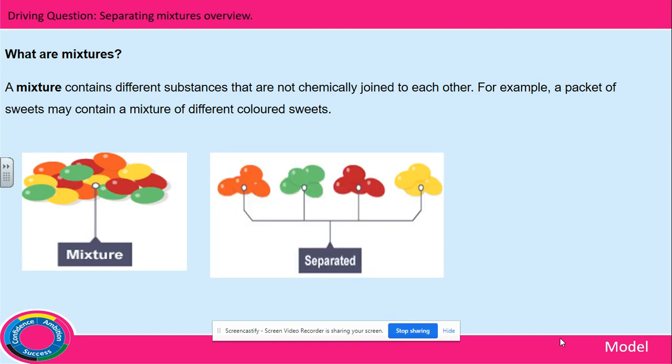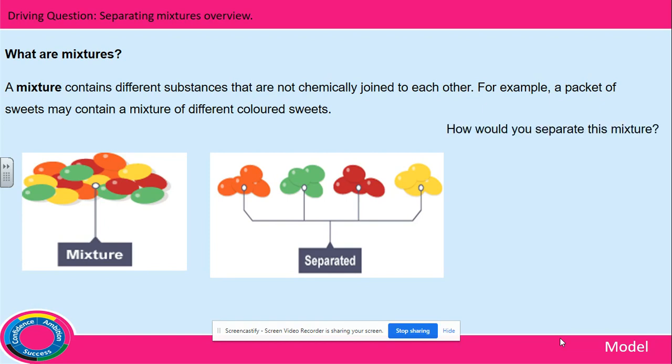Now, this would represent a mixture. Why? We're able to separate the different colors into groups because they are not joined together by any way, form, or shape.